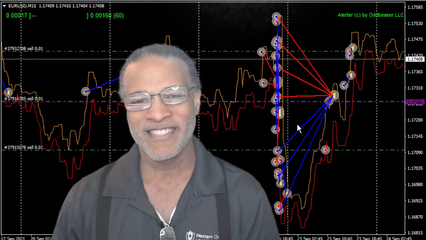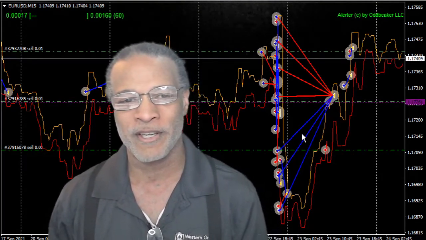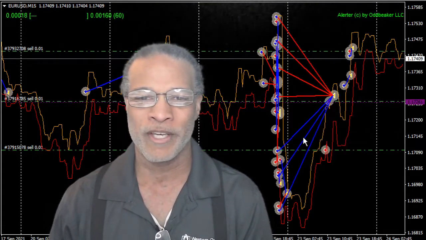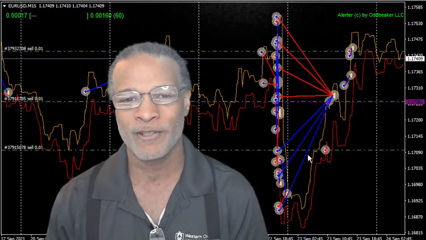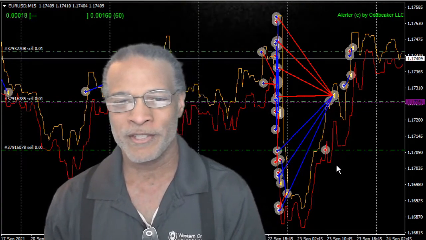So this thing is beautiful. It never gets stuck in both directions at the same time. And it's never waiting necessarily for a basket to close before placing more trades. And it's turning out to be wonderful.